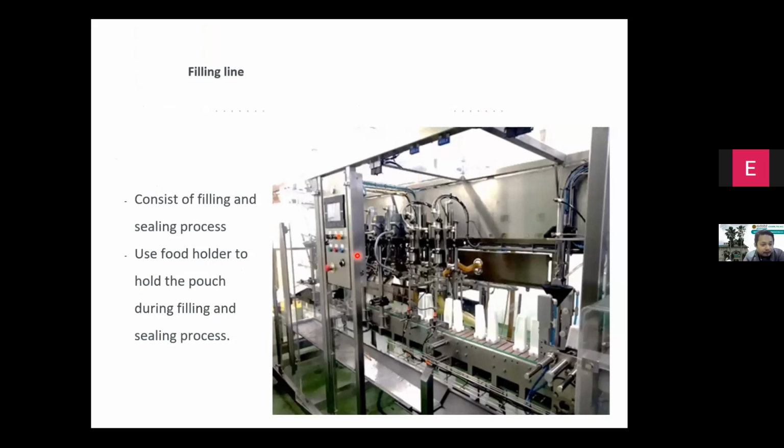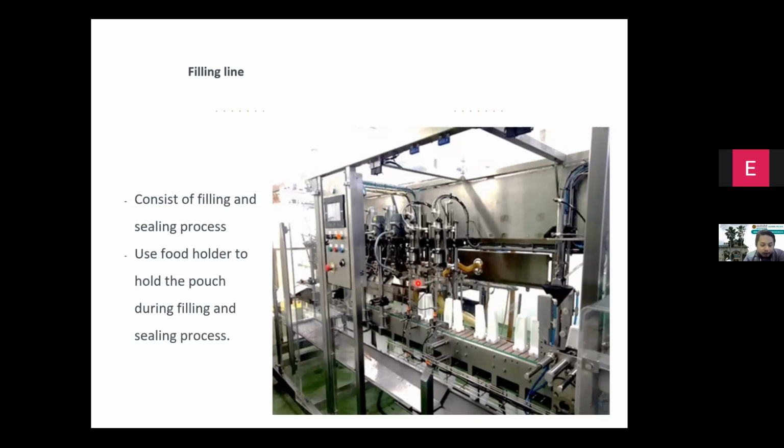Now this is the filling line in the factory. You can see the white one is the food holder. On the right side here is the blower, the blower air pressure. This blower is basically to blow the pouch, or food packaging, as we call it, to open, and then going to the next step is filling.